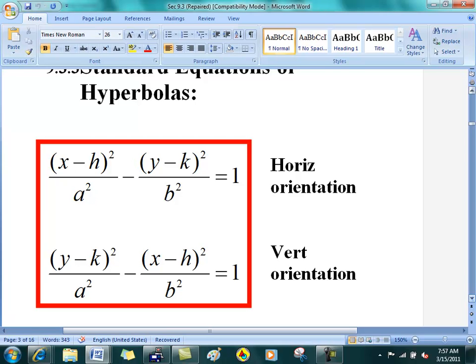What's the difference between these equations and the ellipse? A couple of differences. This one's got a minus instead of a plus. Yeah, but how do you tell horizontal and vertical? For a hyperbola, it's a question of which variable comes first. If the x variable comes first, then it's horizontally oriented. If the y variable comes first, then it is vertically oriented. In the ellipse, how can you tell?